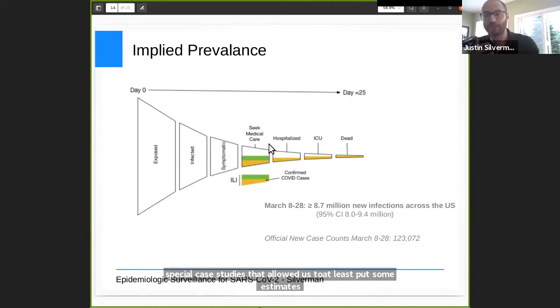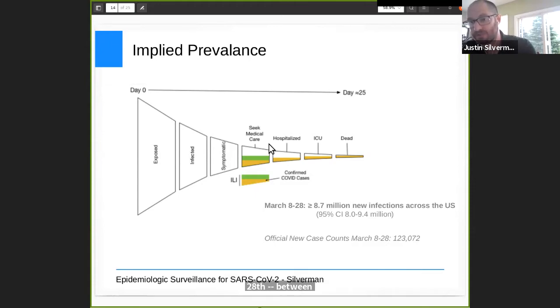And when you consider uncertainty in all these estimates and you turn the crank, what we got was that between March 8th and March 28th in the US, we estimated, at least, so a lower bound of 8.7 million new infections across the US. Right? And this is in contrast to the 120,000 that were officially reported, or that we captured with molecular diagnostics.